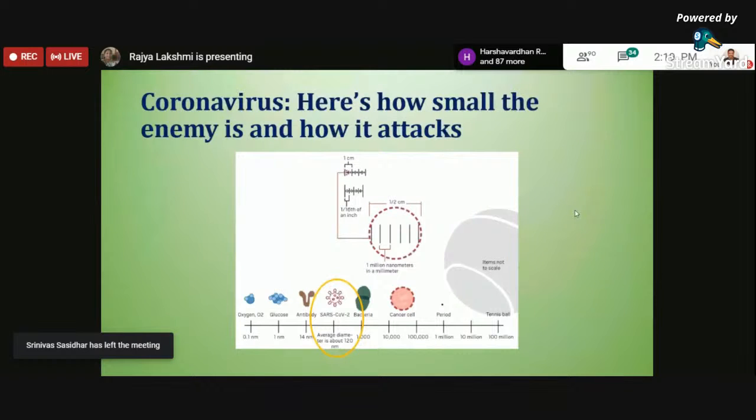Already I have mentioned that the size of the coronavirus is about 120 nanometers. Even though the size is very small compared to the human body, still the entire world was locked down. If the situation were not like this, I would be at your campus and we would be having a face-to-face discussion, but it is completely unexpected.